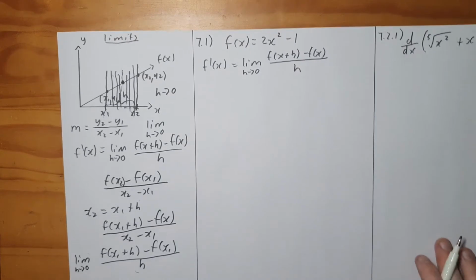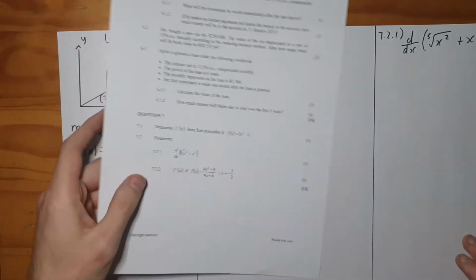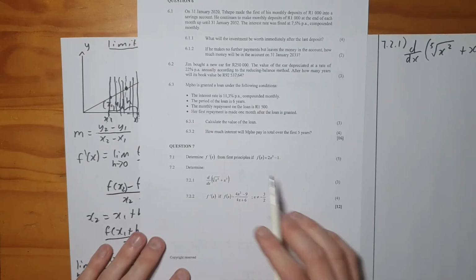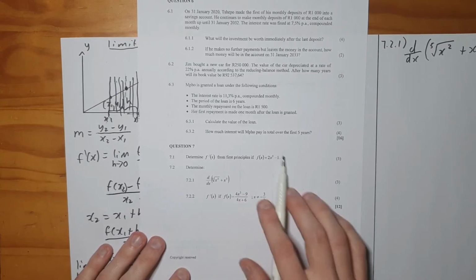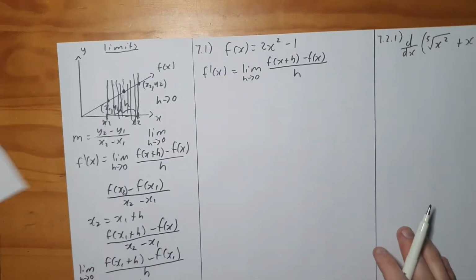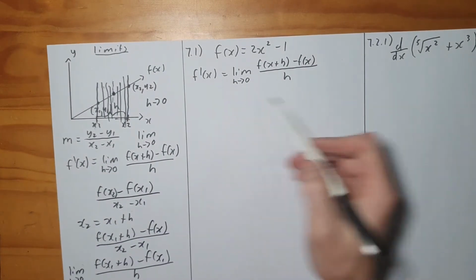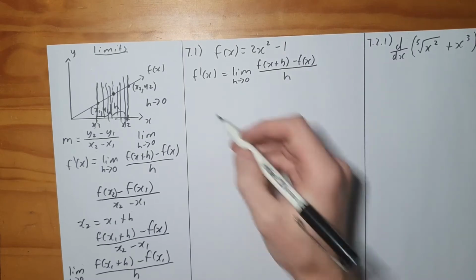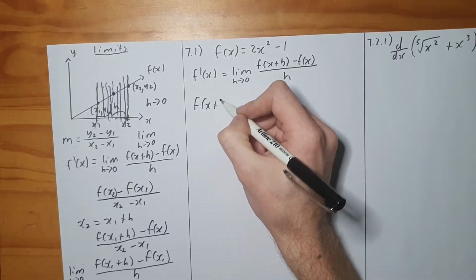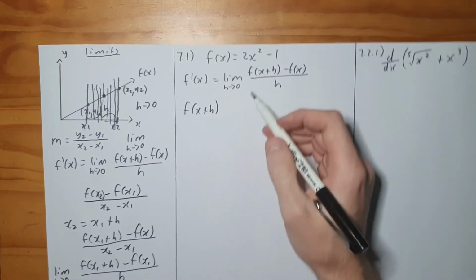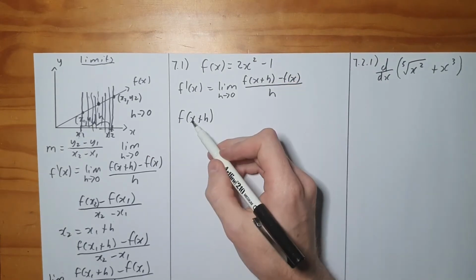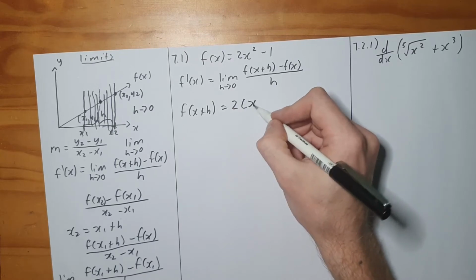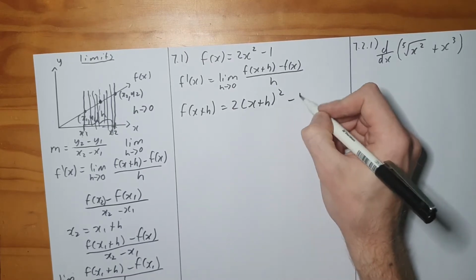Okay, now let's start with the question. So 7.1 says determine the derivative f prime of x from first principle, and there's our function. We have the first principle set up over here. The first thing is to get f of x plus h. That means for every position of x in my function, I substitute x plus h in. So that's then going to be 2x plus h squared minus 1.